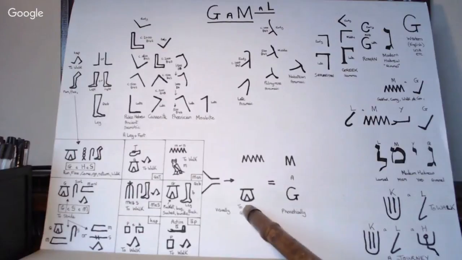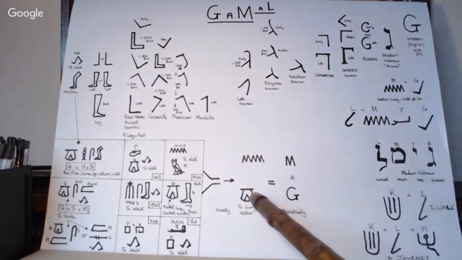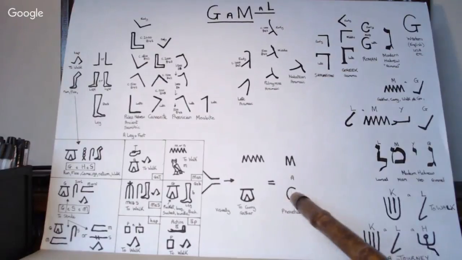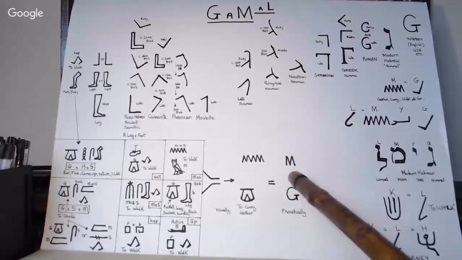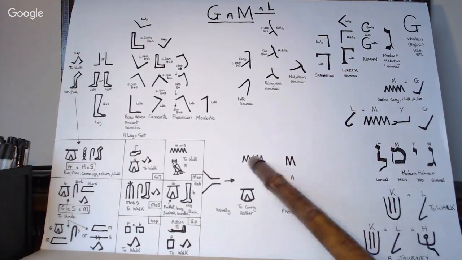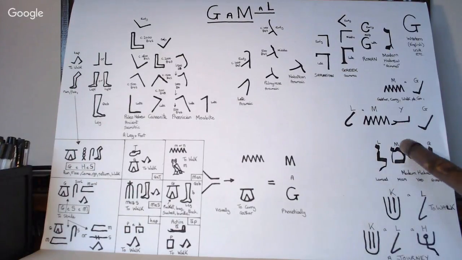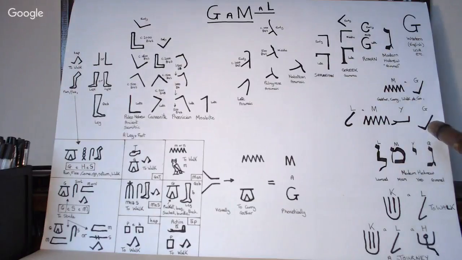So here I've kind of got to the end of it and simplified it. Visually you have to carry, which is the G sound over here, phonetically a G, and then you have the M sound, which means to walk over here. And that gives us the GAM. So moving over here, we'll just briefly go through what we have. We've got the G and the M, which means to gather, carry, walk, go.